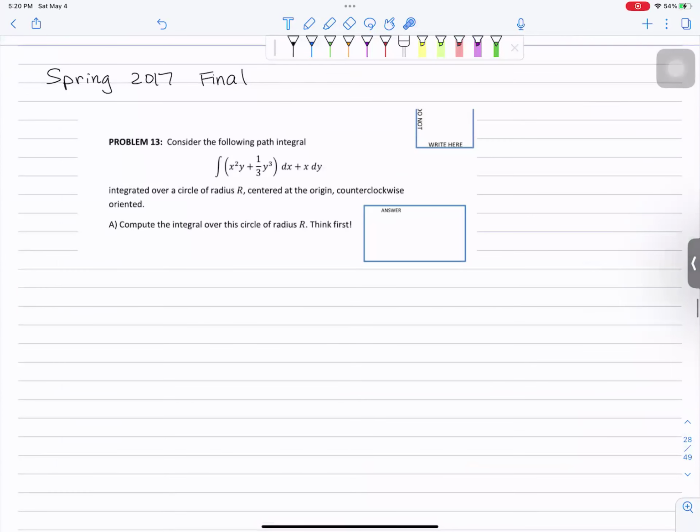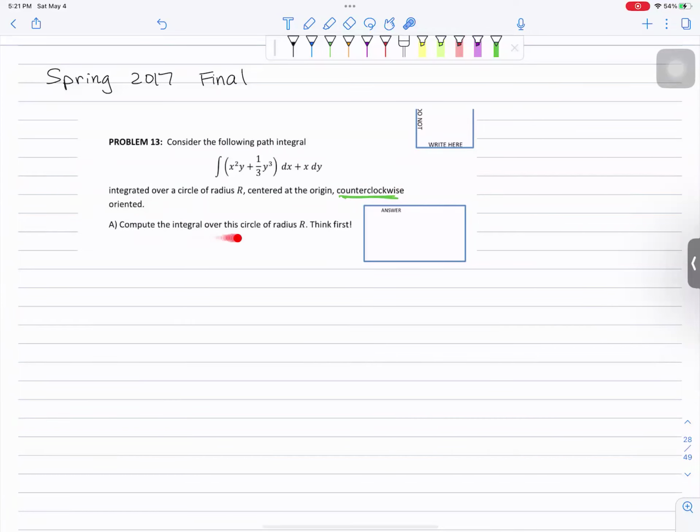Let's see if we can do this example. This is from the Spring 2017 final. They say consider the following path integral integrated over a circle of radius r centered at the origin, counterclockwise oriented. Notice that they say counterclockwise. If they said clockwise, you would do Green's theorem and then at the end take a negative sign. But right now we just want counterclockwise.